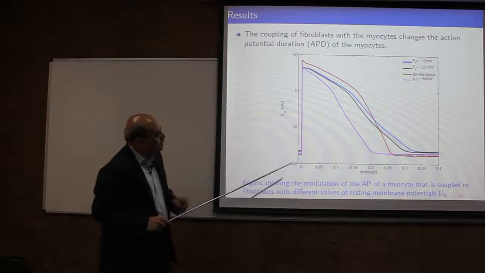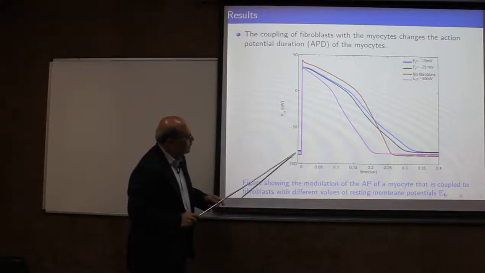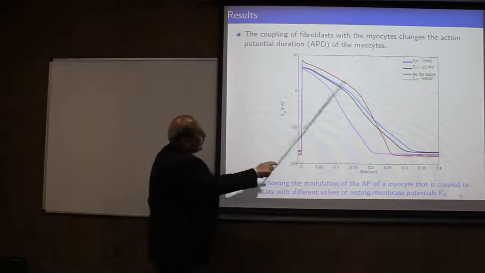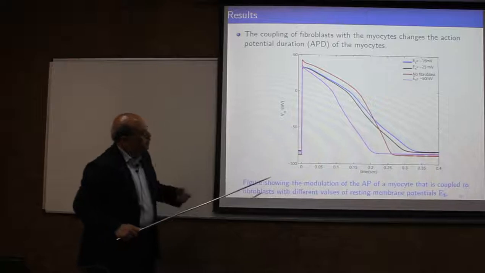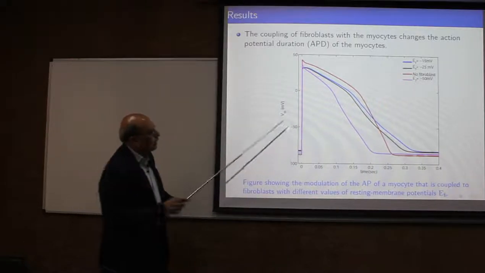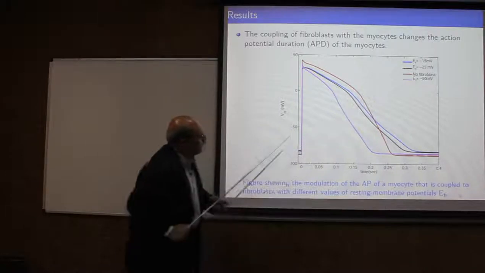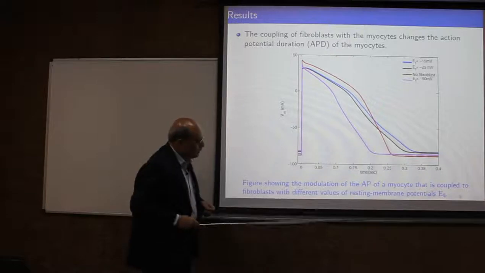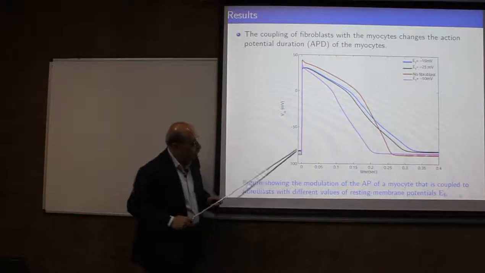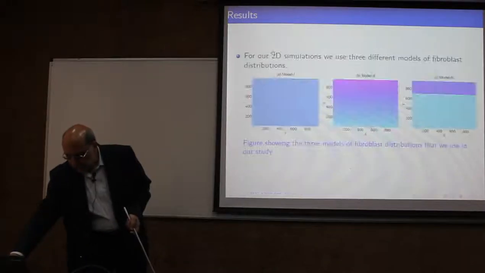In the absence of any fibroblast-myocyte coupling, we get an action potential of the sort shown in red, which is how the cell responds to a stimulus, and when these fibroblasts are added with different resting membrane potentials, this action potential is modified. In particular, its duration, the action potential duration, changes.